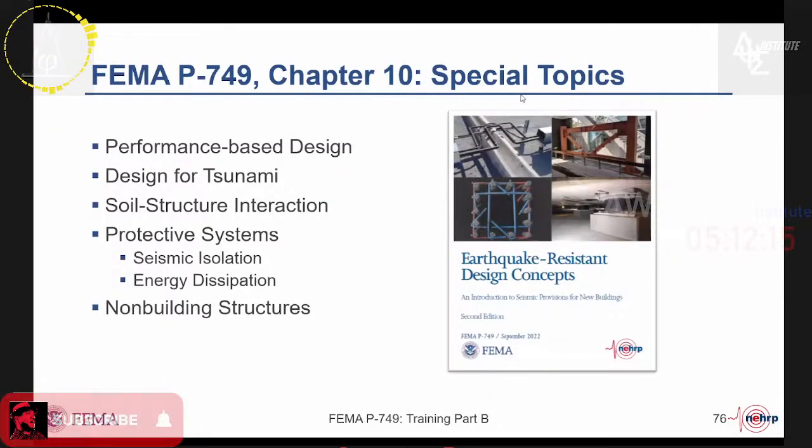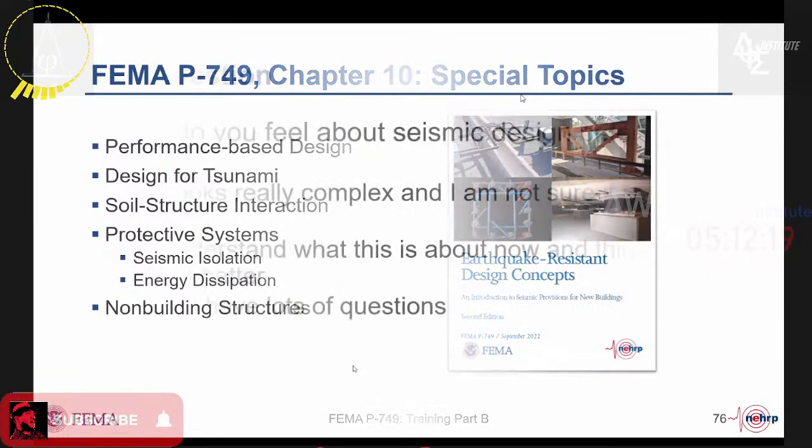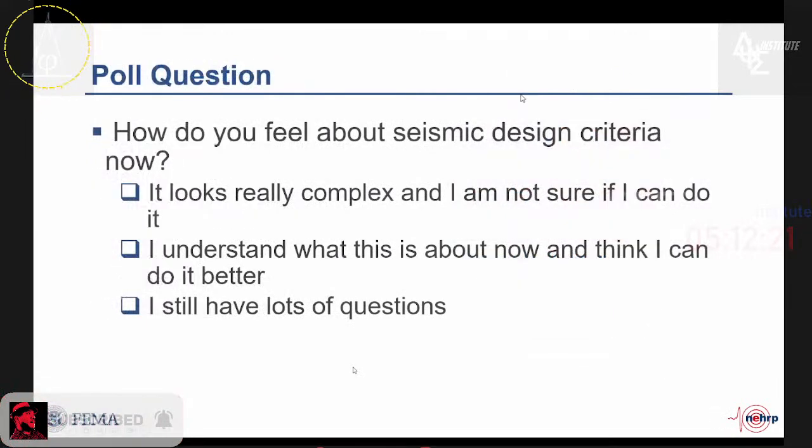Okay, great. So the poll question asks how you feel about seismic design criteria now. Does it look really complex and you're not sure if you can do it? Do you think you understand it and what is new about the standard and can do it better? Or do you still have lots of questions? Well, Ron, we definitely got a lot of questions. Good.